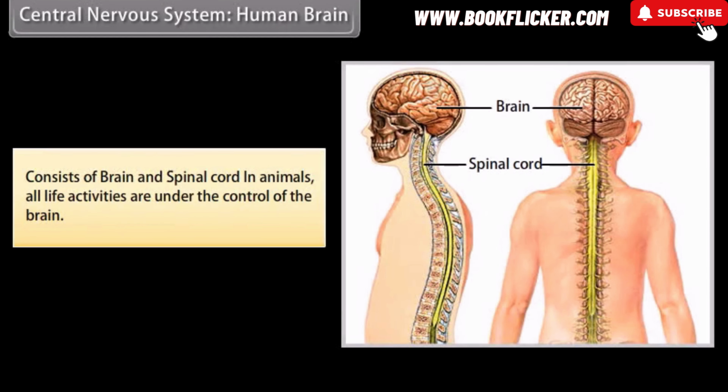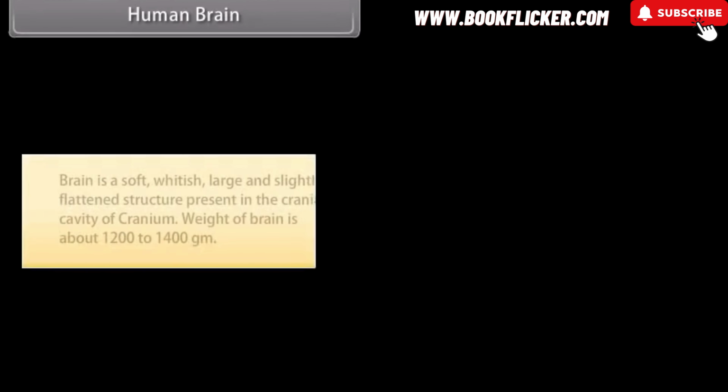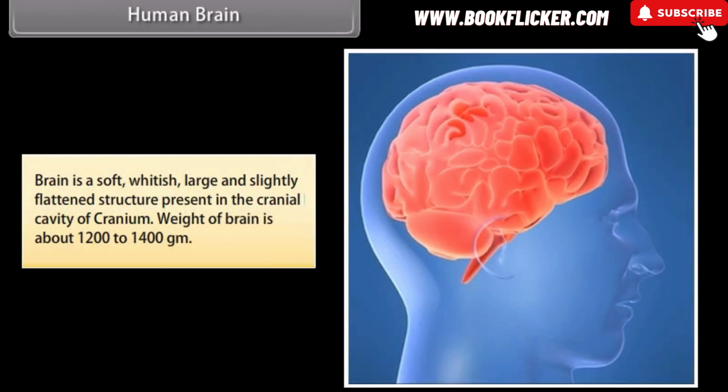Central nervous system, human brain. The central nervous system consists of brain and spinal cord in animals. All life activities are under control of the brain. Human brain. Brain is a soft, whitish, large and slightly flattened structure present in the cranial cavity of cranium. Weight of brain is about 1200 to 1400 grams.